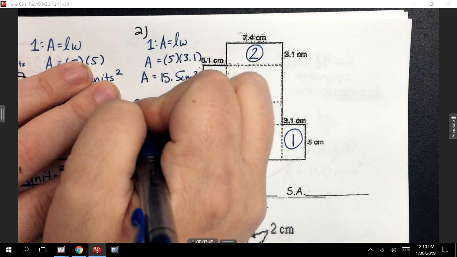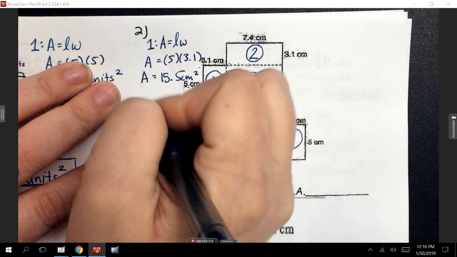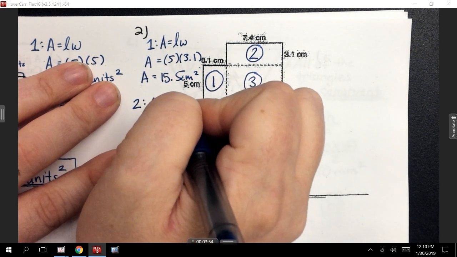All right, so now I'll do shape 2. All right, which, again, it's a rectangle. Area equals length times width.